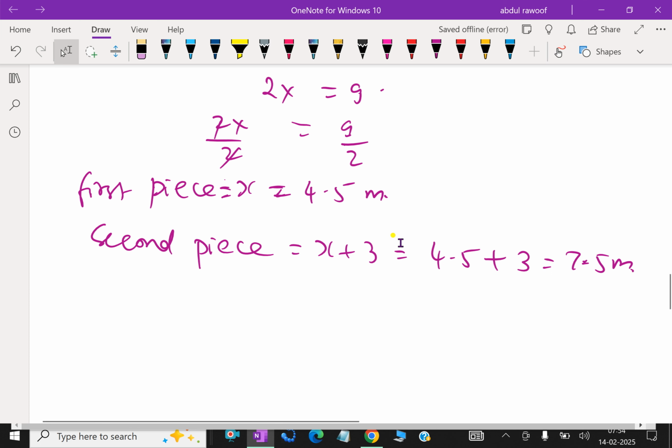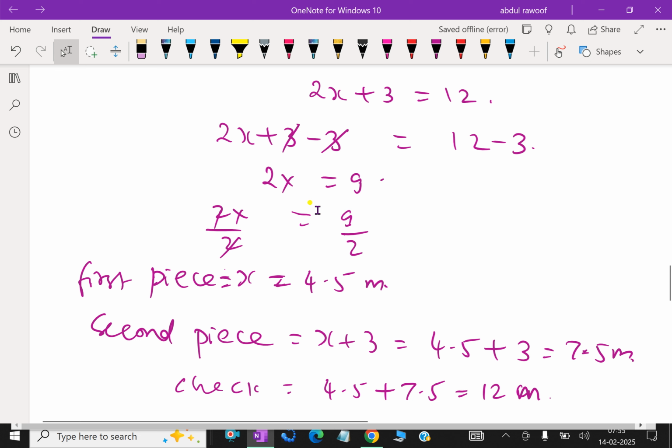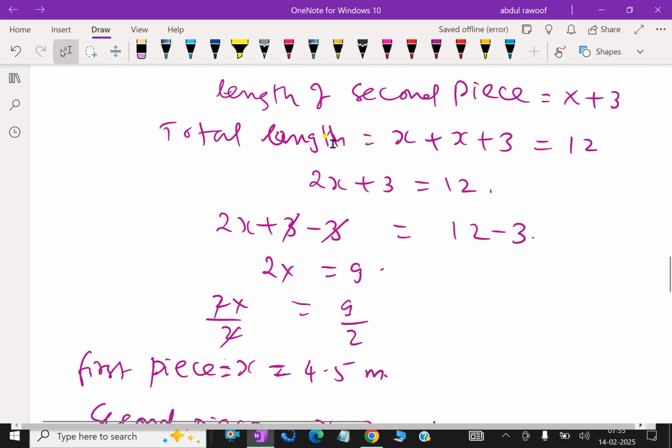Now we can check this answer. The first piece is 4.5, the second piece is 7.5, the total is 12 meters. So it's checked. Look here, we have to cut a piece of 4.5 meters and 7.5 meters, then both together are 12 meters. It's simple. I explained in a little detail, but after understanding, we can do it shortly.